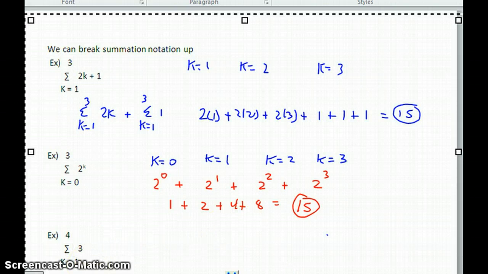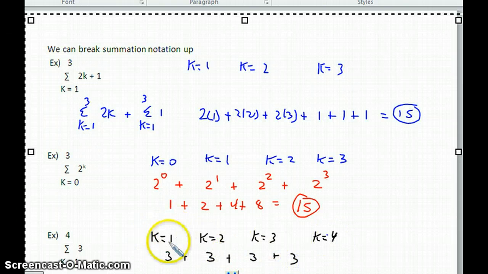With this next one here, we're going from 1 to 4 of 3. So we have to do k equals 1, 2, 3, and 4. And there's no k value to plug a 1, 2, 3, and 4 into. So all you're basically doing is adding 3 up for each of these numbers. And since there are 4 of them, k is 1, 2, 3, and 4, that makes 4. You just add 3 plus 3 plus 3 plus 3, and you get 12. So when there are no values to plug the k into, you just add that number up as many times as you have the k's. In this case you had 4 k's from 1 to 4.